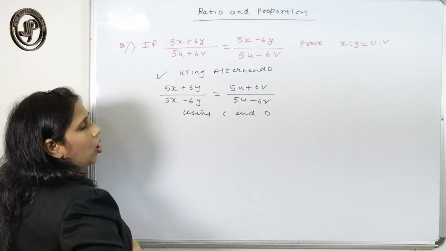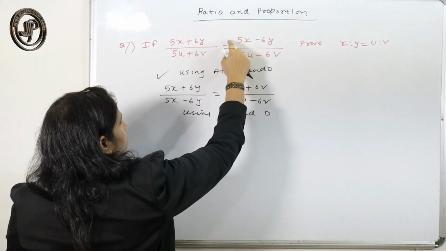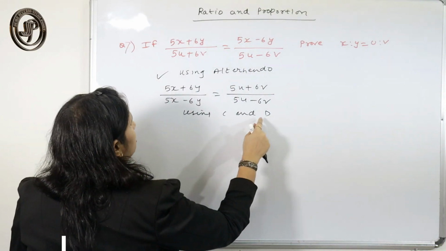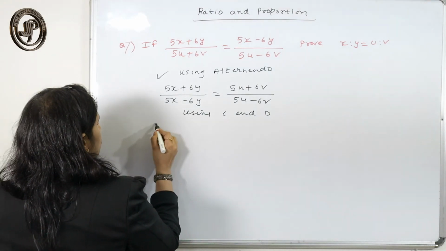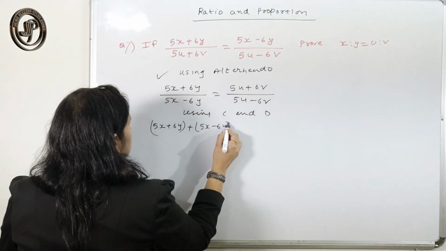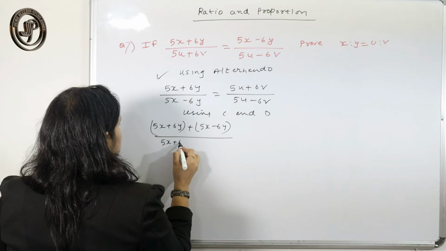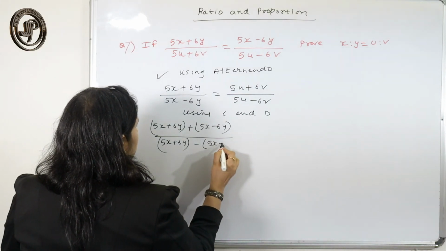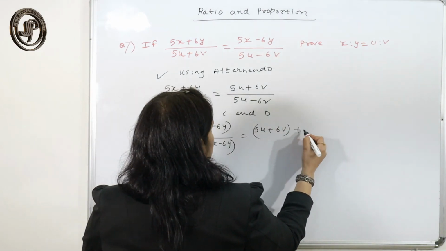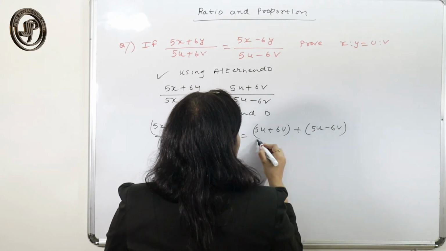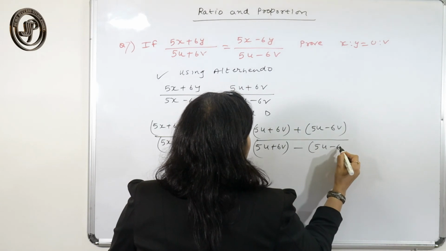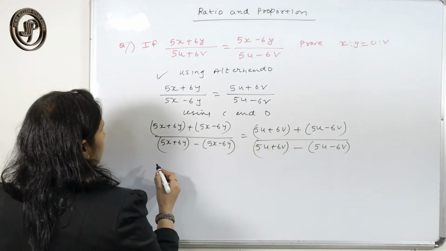Why have I used this alternando? In alternando, the second and third terms get interchanged. So if we use C and D here, numerator plus denominator, numerator minus denominator, numerator plus denominator, numerator minus denominator, right?